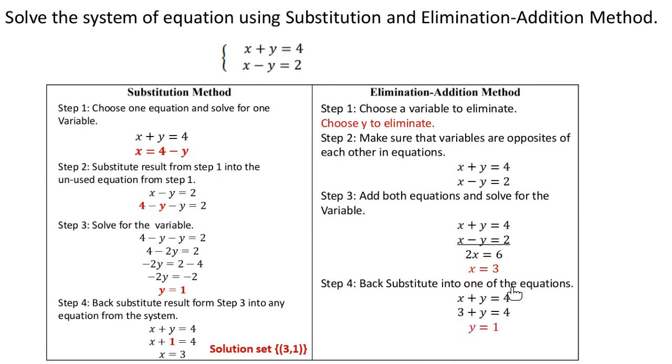Okay, then I just do the same thing as I did for my substitution method. I replace x with 3 in either of the two equations to solve for y. So again, I'm choosing the first equation: x plus y equals 4. I know that x is equal to 3, so to solve for y, I subtract 3 on both sides. So y is equal to 1. So as you can see, both of these gave me the solution set (3, 1).